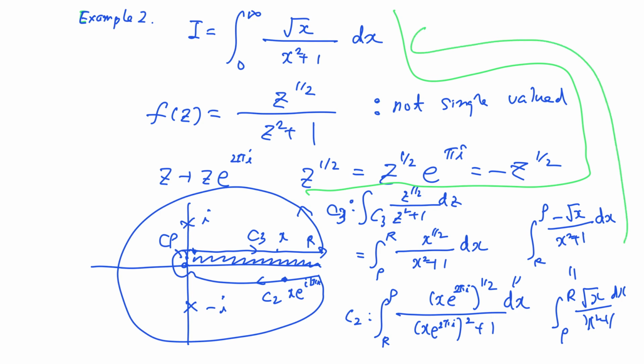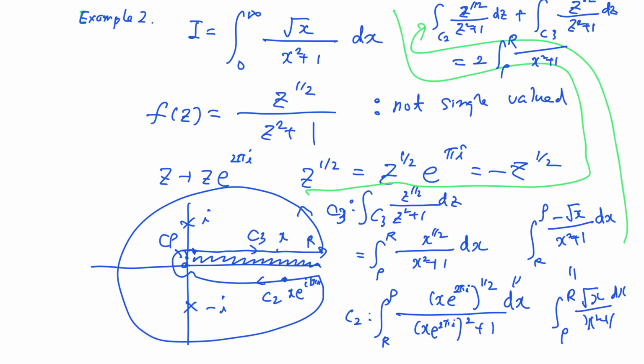So therefore, the C2 integral of z to the 1/2 over z squared plus 1 dz plus the C3 integral become twice the integral from rho to R of square root of x over x squared plus 1 dx.